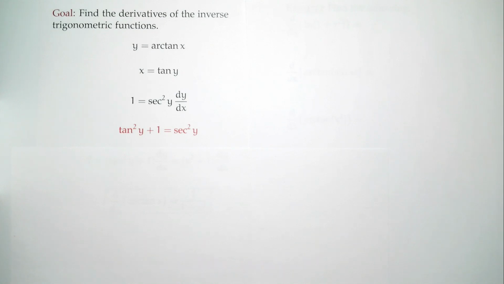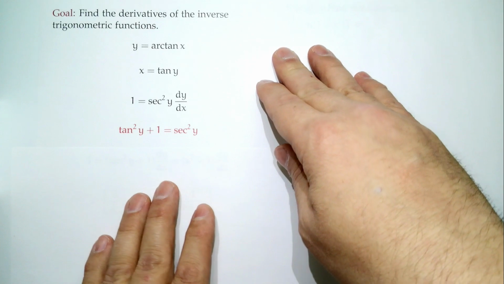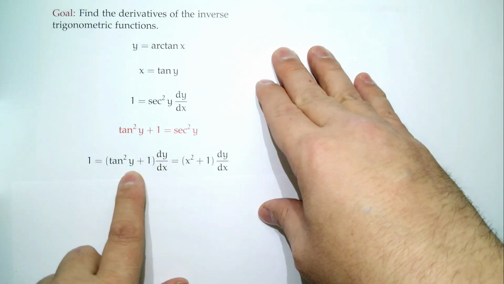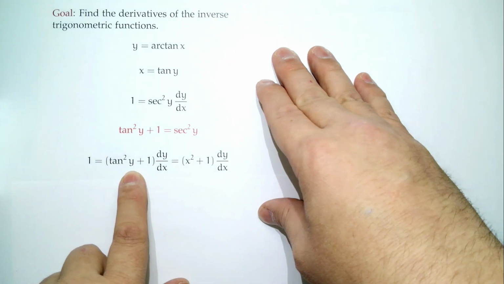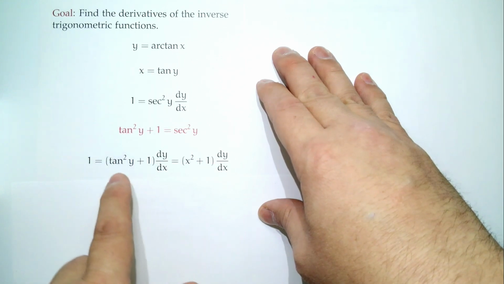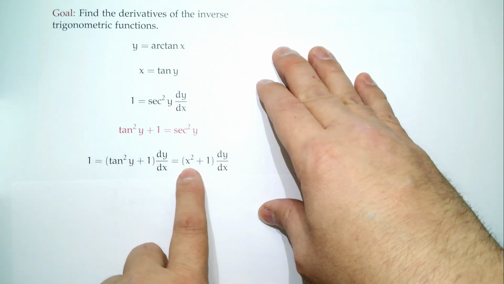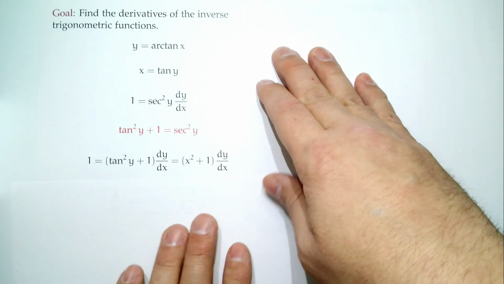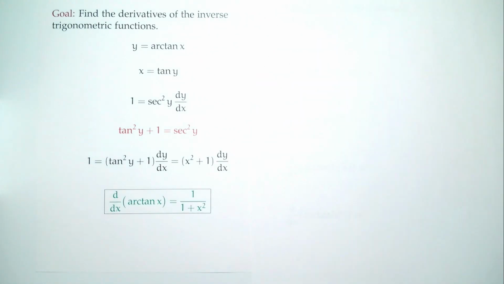All right. Well, what does that allow us to do? It says that secant squared y, we can replace by tangent squared y plus 1. And now, after you do that, you say, well, wait, tangent of y is x, so tangent squared of y becomes x squared. So you get x squared plus 1. And now you solve, divide through, and you get dy/dx is 1 over 1 plus x squared.